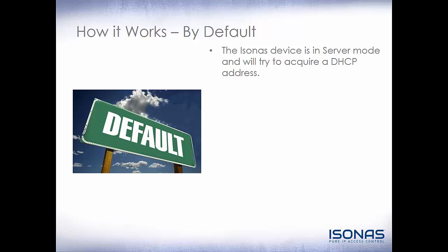So how does it work by default? The Isonas device is in server mode and will try to acquire a DHCP address by default as purchased from the factory. If it fails, it'll revert to an IP address in the 192.168.1 range. There are some older firmwares out there that will revert to a 169.254.something.something link local IP address.